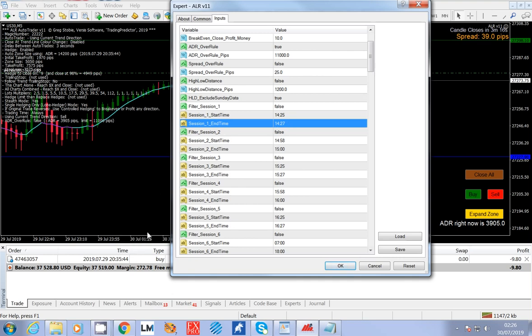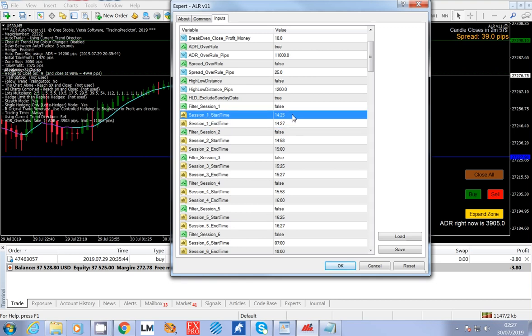Now, 8 a.m. in the morning may not be 8 on the chart. It may be 8 a.m. in the morning for you on your clock, but that might be 2 hours ahead on your chart, depending on where your broker resides. So that would be 10. So when you put 10 in here, that equates to 8 down here, i.e. your time. So bear that in mind. Use the chart time, not your clock time. So you have 6 sessions that you can set up to trade between.